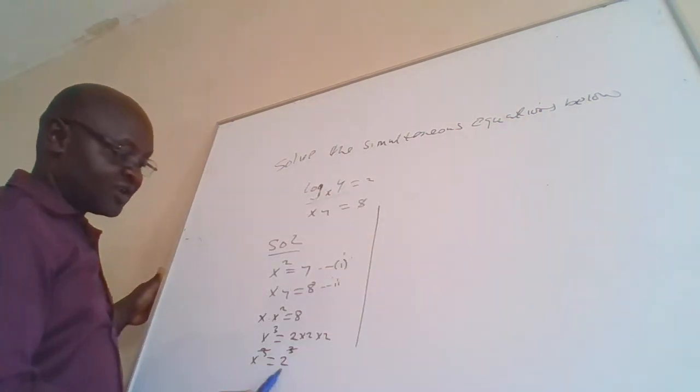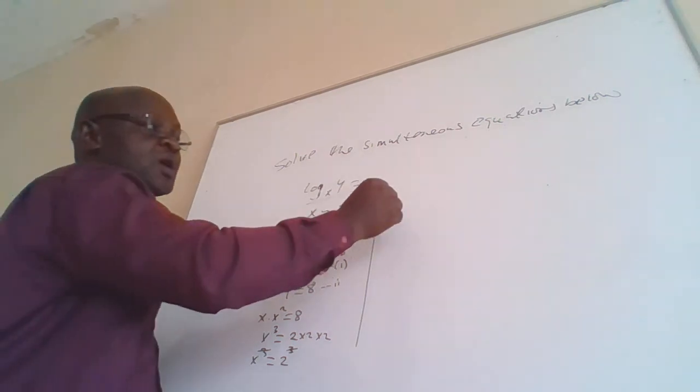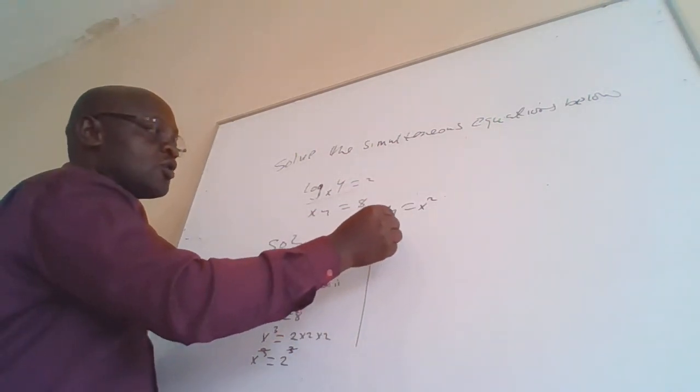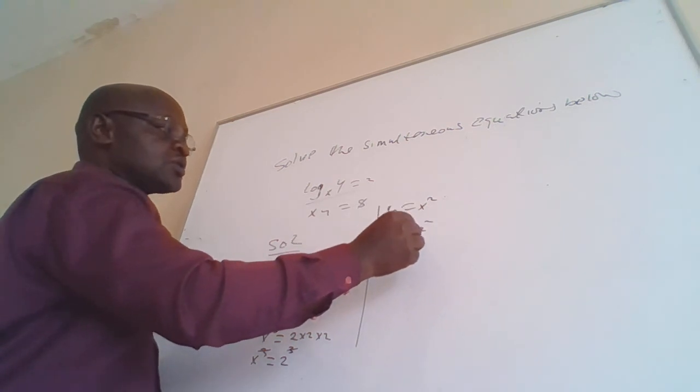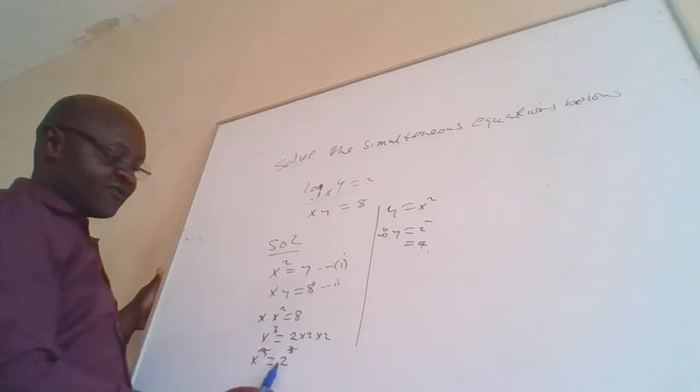Now after getting the value of x, we can now get the value of y, because you know that y equals x squared. Therefore y equals 2 squared, which equals 4. So the value of y is 4 and the value of x is 2.